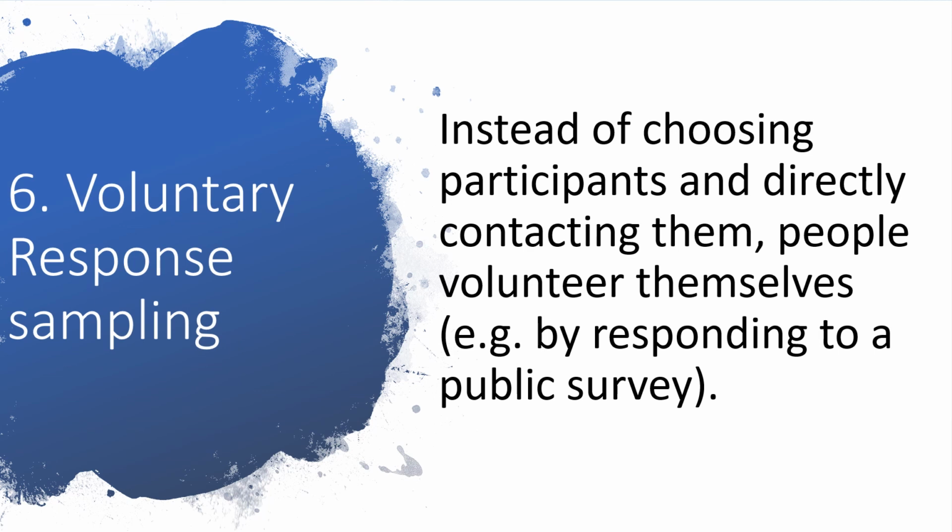I would like to add this sixth sampling technique. It's called the voluntary response sampling. It's similar to convenience sampling in a way that a voluntary response sampling is mainly based on ease of access. Instead of the researcher choosing participants and directly contacting them, people volunteer themselves, for example by responding to a public online survey. Voluntary response samples are always at least somewhat biased, as some people will inherently be more likely to volunteer than others.